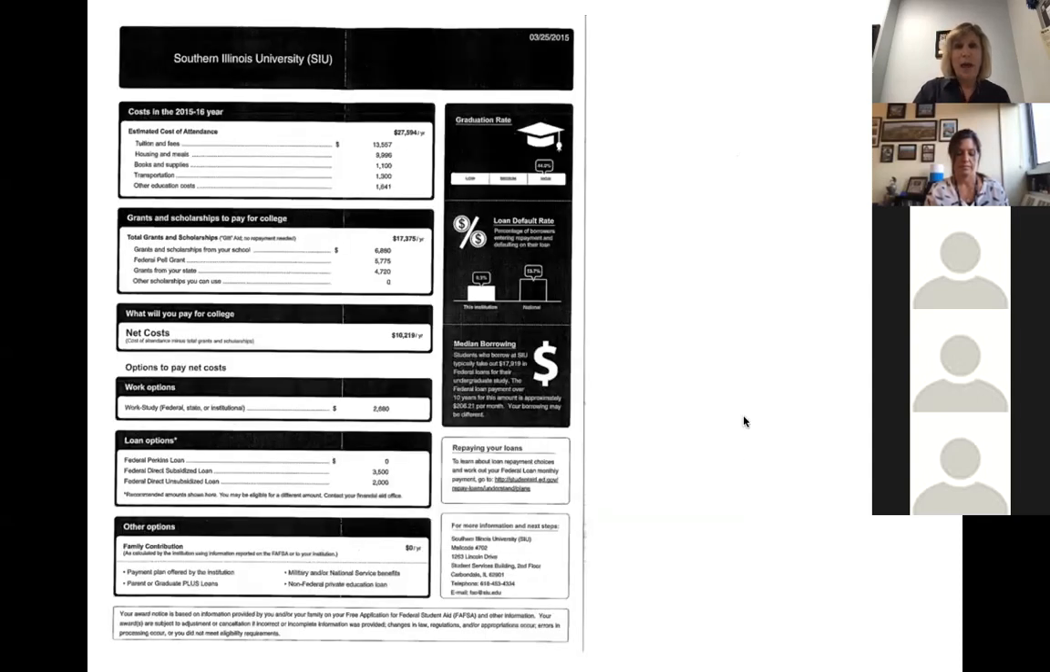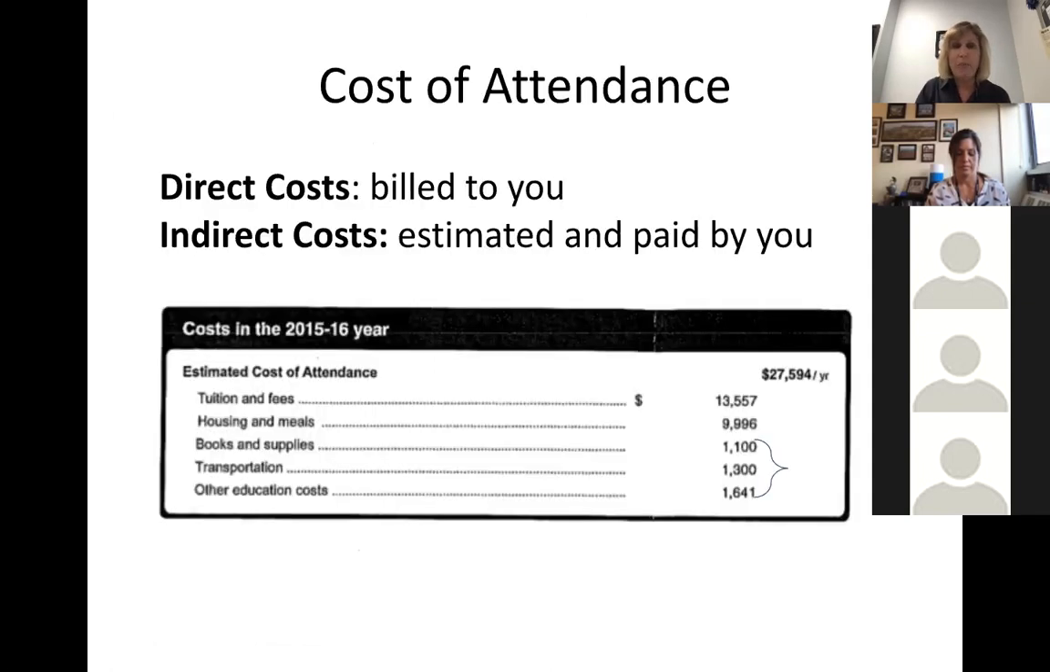All right, so what I just took is an actual financial aid award letter from a few years ago from Southern Illinois University. They all look a little different, but I think you'll be able to find the sections that we're going to talk about pretty consistently on all your different letters. So this is just what the full picture looks like. And then I'm breaking it down by the sections.